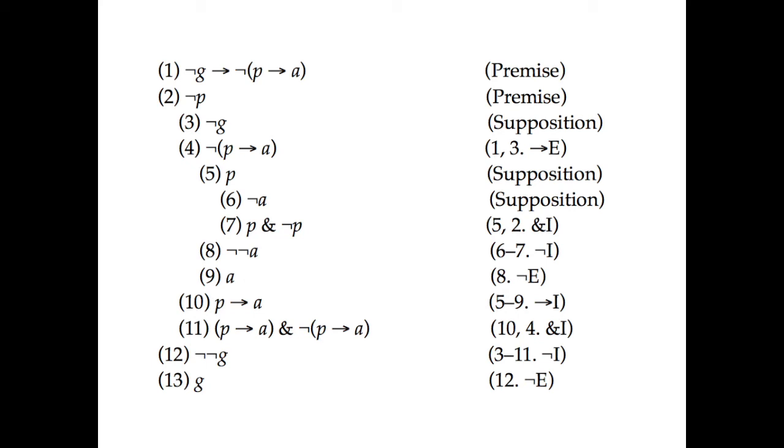And now look at what that means. I made a supposition on line 3. The supposition on line 3 led to a contradiction. So that supposition must be false. So line 12, which is now lined up again with my original premises, says not G. That comes from line 3 through line 11 using my not introduction rule. And now line 13 just says G using my not elimination rule. All right, so the way that I symbolized this argument, it's valid. My premises really do prove the conclusion.